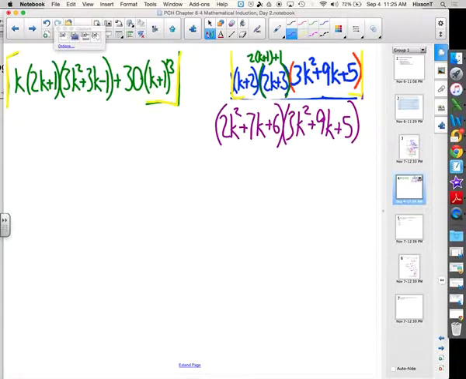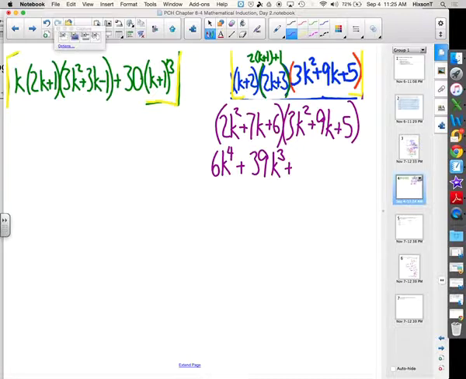So, I'll just do this pretty quickly here. This is going to be 6k to the fourth. Our k cubes, we're going to have 18k cubed and 21k cubed, so 18 and 21 is going to give us 39k cubed. Our k squares, we're going to have 10, and 18 is 28, plus another 63 is 101.